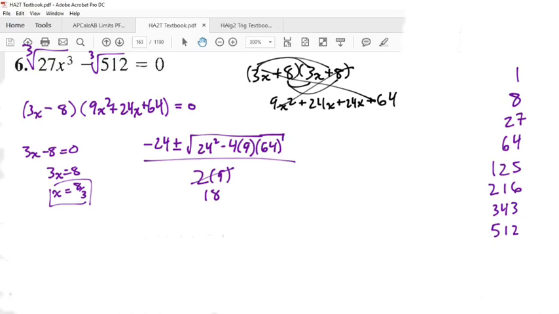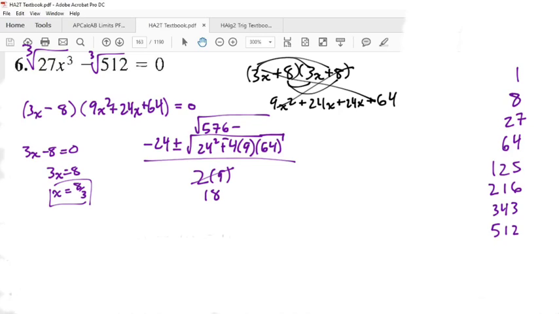And then what is 24 times 24, Stews? I thought you got your calculators ready. Come on. What's 24 times 24? 576. And it looks like this is going to be minus because there's only one negative there. They have 4 times 9, which is 36. What's 36 times 64?